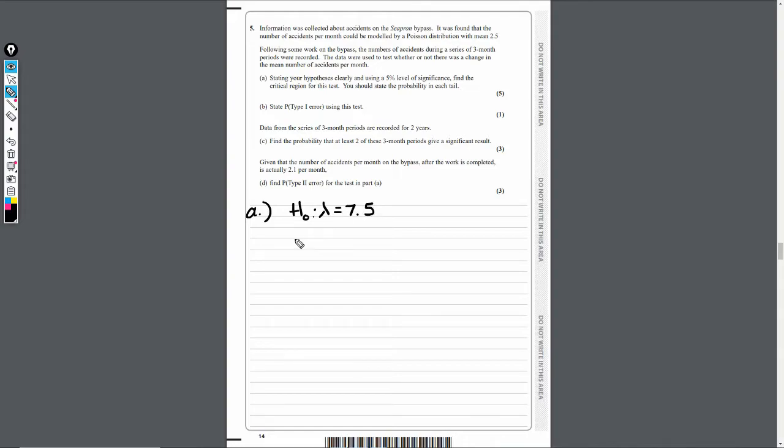So it's going to be H0: lambda, the mean, is equal to 7.5. For my H1, we've got to decide whether it's a 1-tailed or 2-tailed test. Because we're only deciding whether it's changed, not increased or decreased, it's going to be 2-tailed. So H1: lambda is not equal to 7.5. I'm just writing this over here, this isn't part of my hypotheses: a 2-tailed test, so because it's 5%, that's 2.5% at each tail.